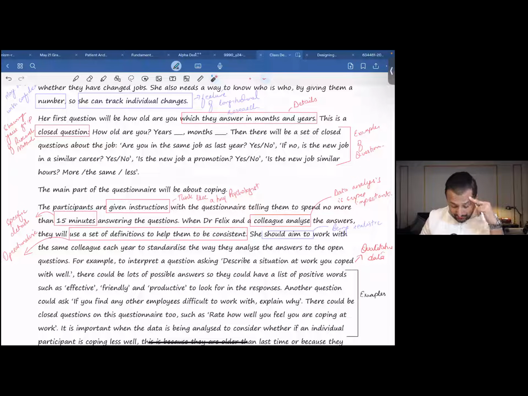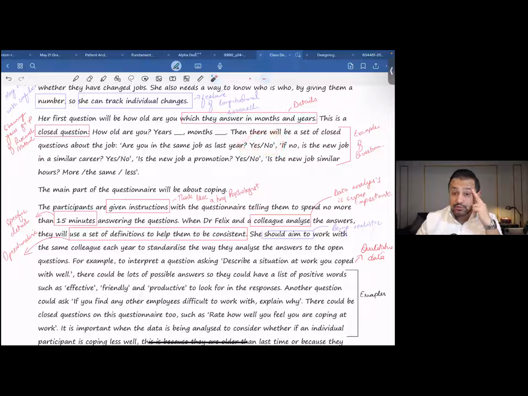Then there will be a set of closed questions about the job. Are you in the same job as last year? Remember, the scenario had to do with the difference changing jobs could make in terms of coping as well, right? So, are you in the same job as last year? This is an example of a closed question.